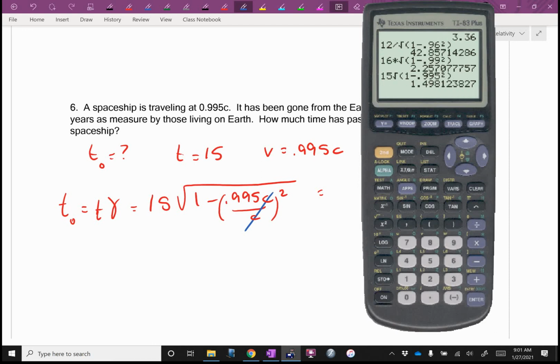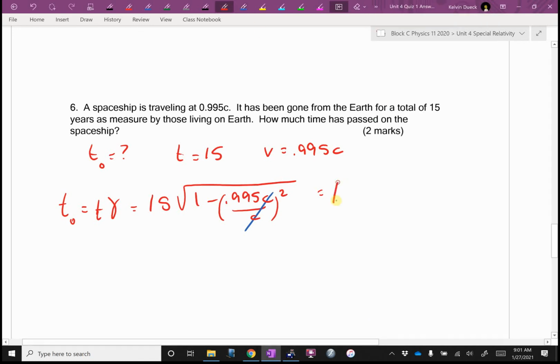You get, I guess, 1.5 if I round off. 1.50. This is kind of a nice one. So 99.5% of the speed of light, Xavier, it's almost a 10-to-1 time dilation ratio. It's almost bang on. Basically, for every 1 year on the spaceship, 10 years go by on the Earth.